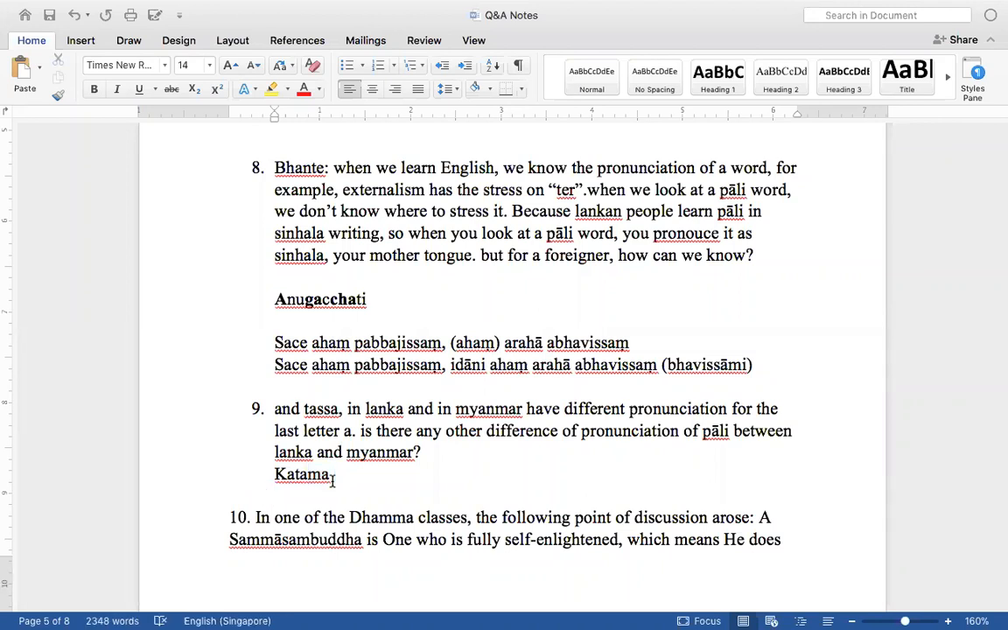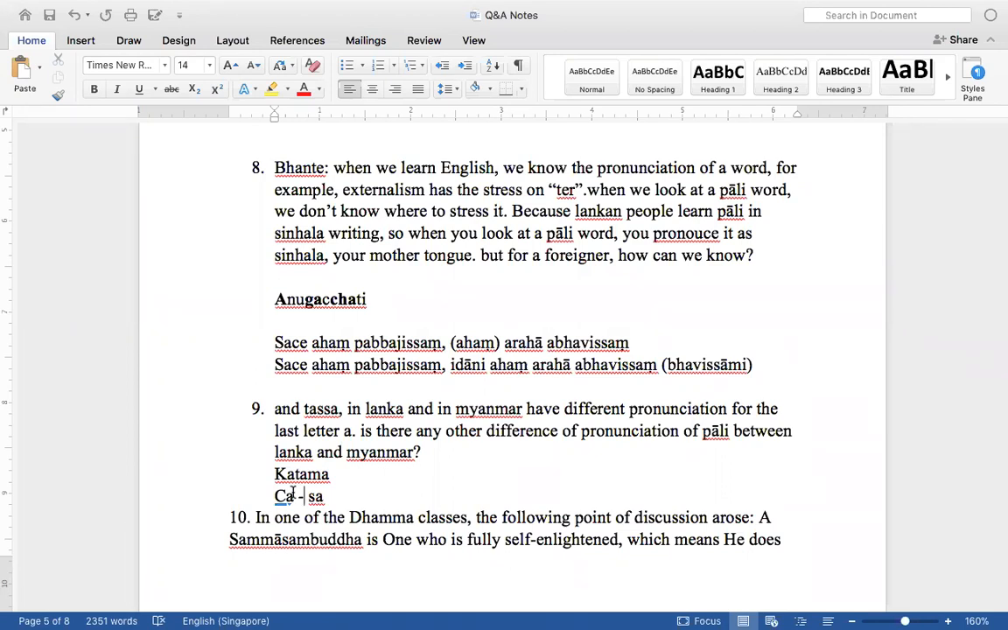For example, if you talk about cha, right? In Myanmar, they pronounce it as sa. In Sri Lanka it's cha, in Myanmar it's sa. But the thing is, these sounds are pronounced by touching different places in the mouth. For cha, our tongue touches the upper part of the mouth. Even for the sa they pronounce, they touch the upper part of the mouth at the same place. So the articulation is the same, but the sound produced is different.